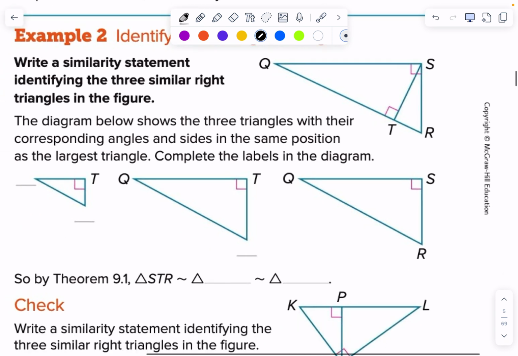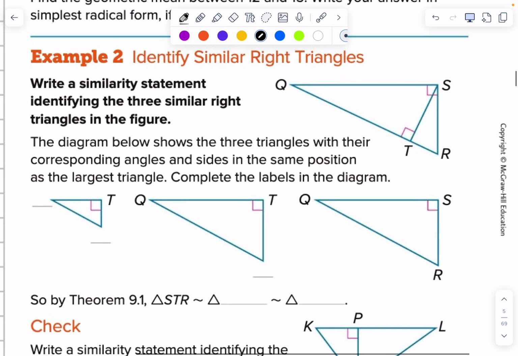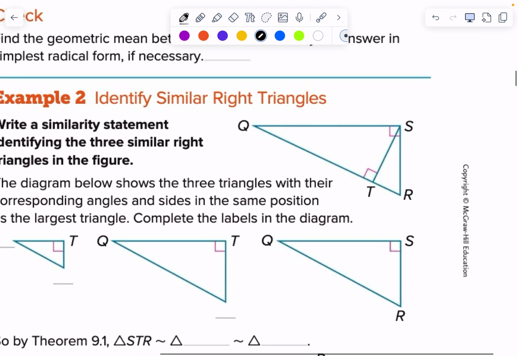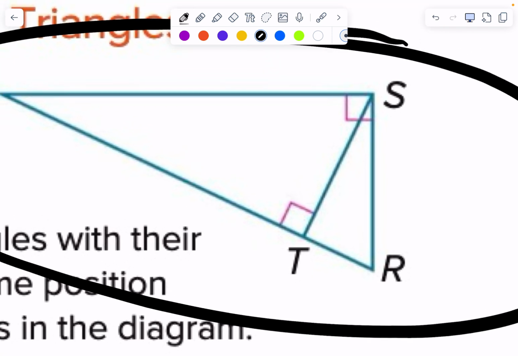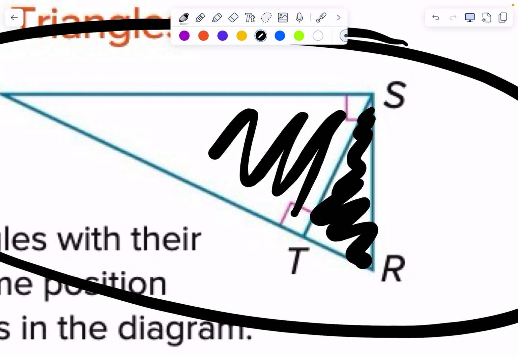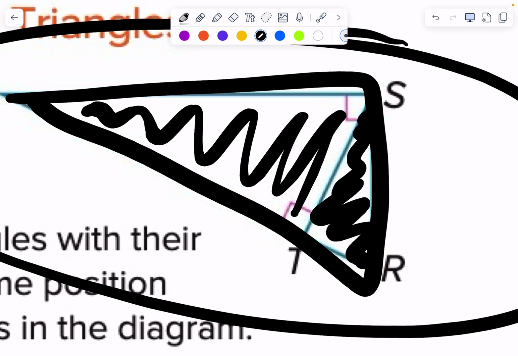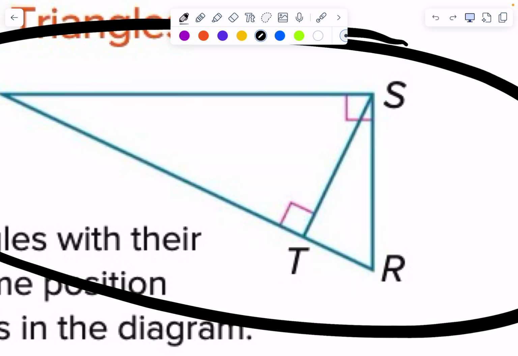Example 2. This is why. Here we go. First and foremost, they will give you a diagram like this, and this is why we skipped this on Friday, because I knew you weren't ready for it, but I hope you are today. How many triangles are inside of this? There are 3, okay? There is a small one, which is this guy right here. There is a medium one, and the whole thing is a large one. Small, medium, large.